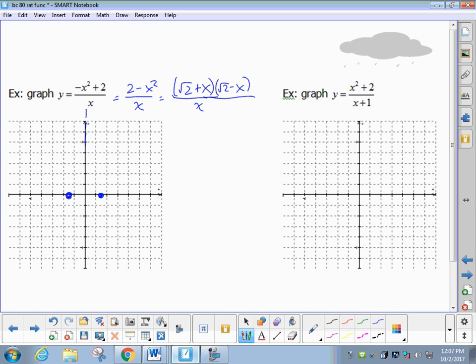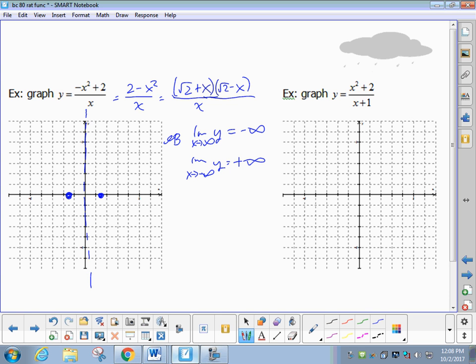Vertical asymptote at 0. End behavior. As x goes to infinity, this goes to negative infinity. And as x goes to negative infinity, this goes to positive infinity. Okay, now we'll actually get into that. So the question is, how does it go to infinity or negative infinity? So this is where we divide.